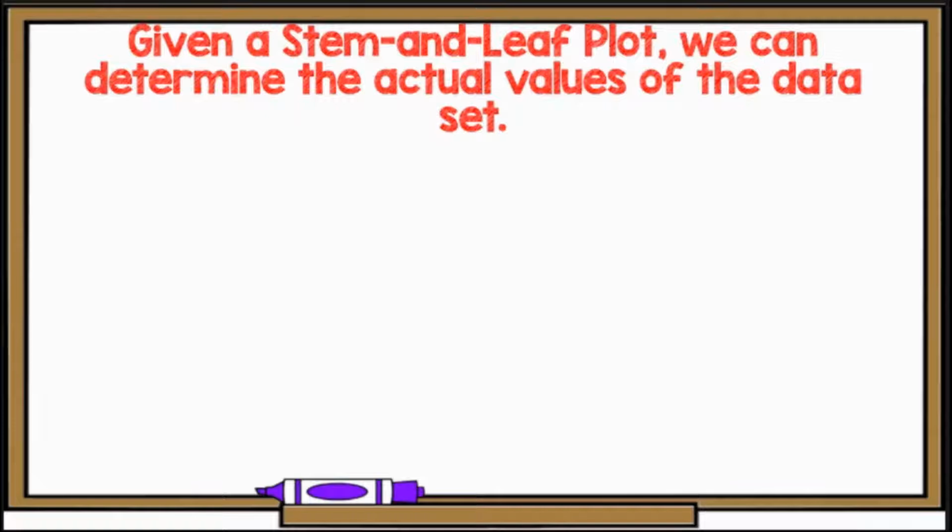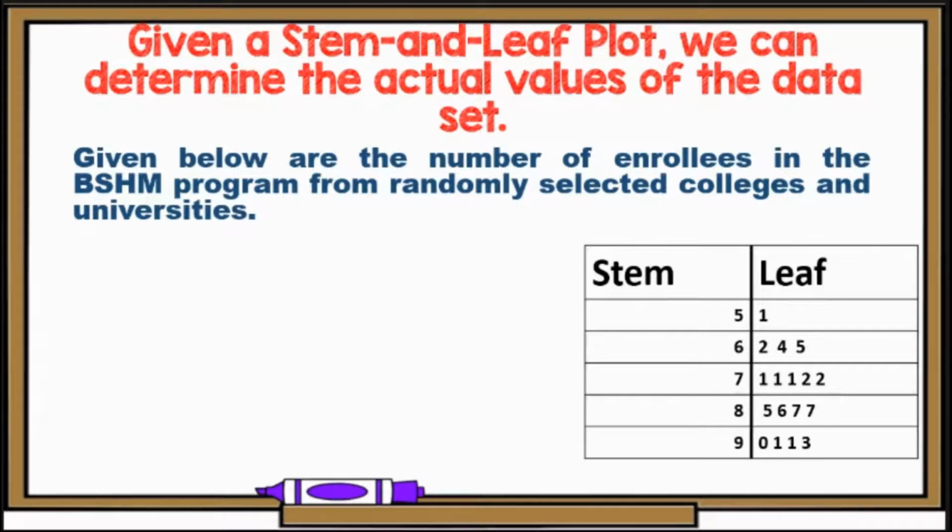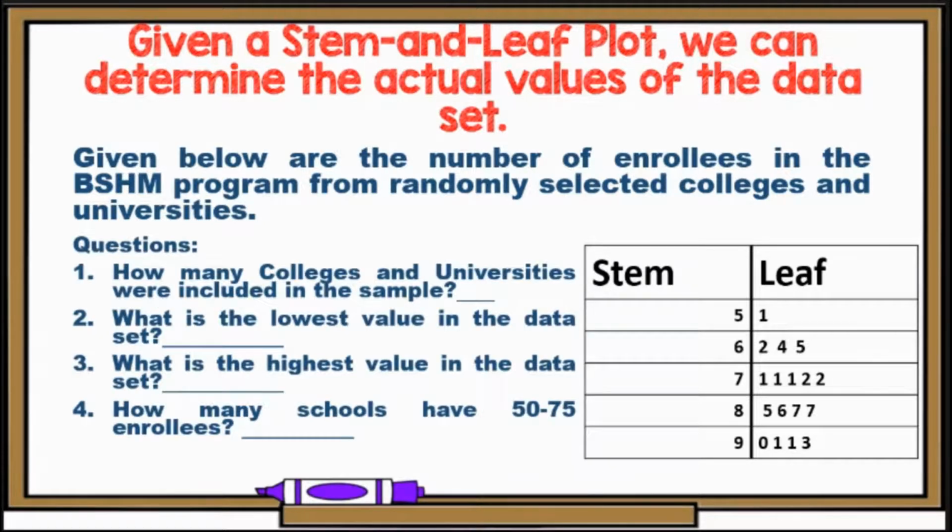Now, let's go to the last slide. Given a stem and leaf plot, we can determine the actual values of the data set. Baliktarin natin yung scenario. Given below are the number of enrollees in the BSHM program from randomly selected colleges and universities. Ito yung stem and leaf plot niya. Now we have some questions here. Number 1, how many colleges and universities were included in the sample?